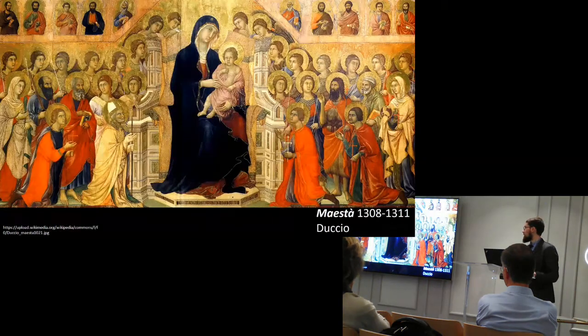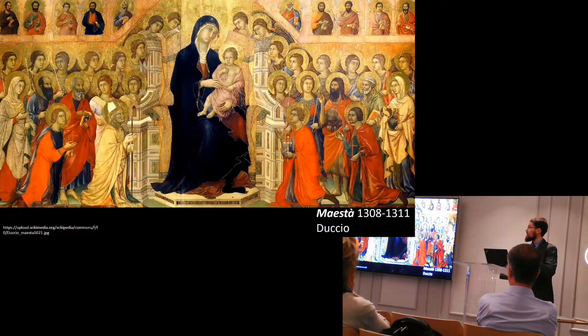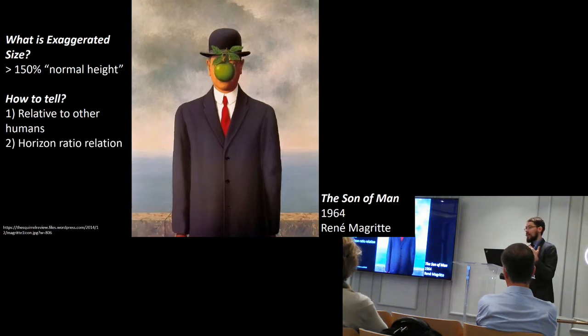Here's another example of hierarchical scaling where the Madonna in the center is exaggerated in her size to signal her power, her importance. But when there is not another figure to relate it to, we also go with the horizon ratio relation. The horizon line indicates the eye height of the viewer. So anything that extends above that is necessarily larger than the viewer.